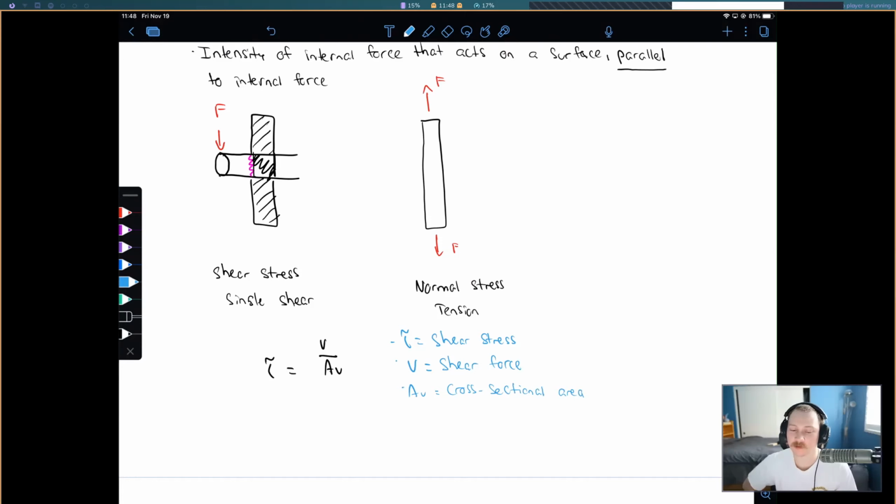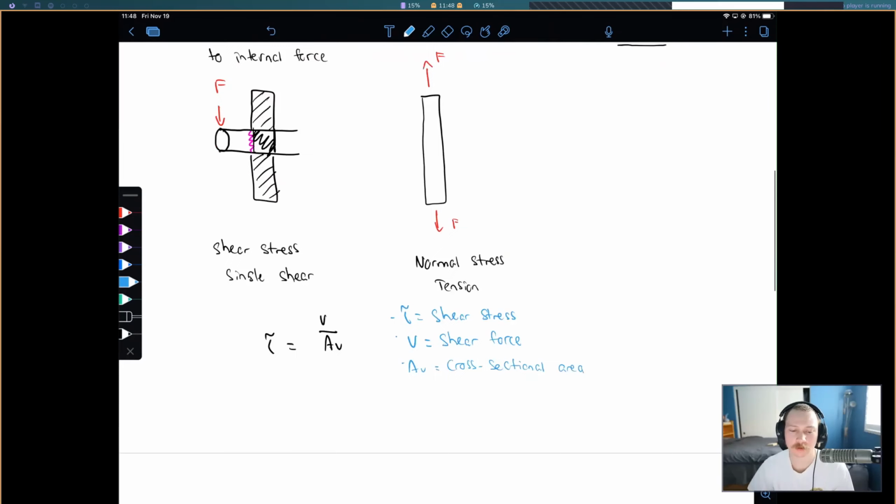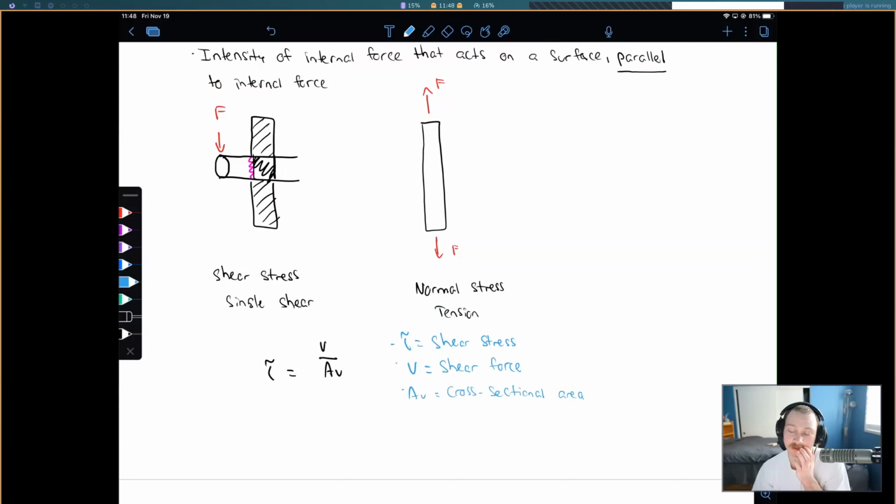And then A sub V, that's our cross-sectional area for the rod. So, of course, just pi divided by 4 multiplied by the diameter squared. All right, so that's the formula for single shear, but we're doing double shear in this lab, so we've got to modify this formula a little bit.